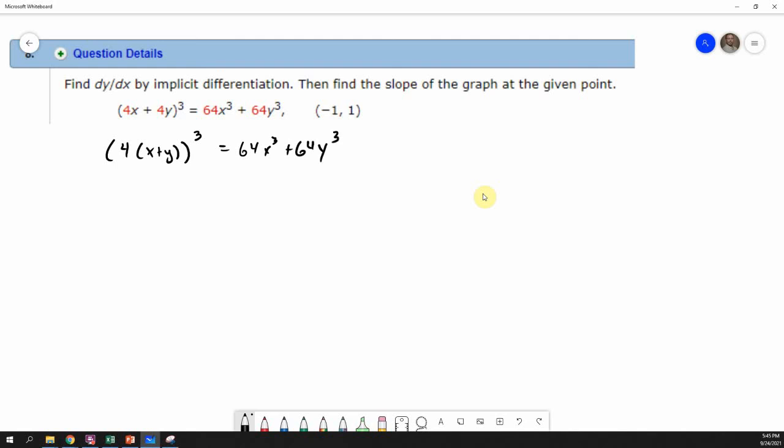Now notice that 4 cubed is 64, so this is 64 times x plus y cubed, right? I cubed the 4 and I cubed the x plus y, equals 64x cubed plus 64y cubed. Well, looky there. That 64 will actually factor out over here, and I can cancel all that out. And I've just got x plus y cubed equals x cubed plus y cubed.